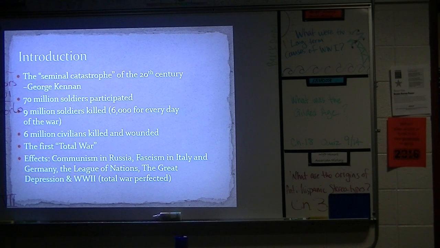And then, of course, World War II, total war perfected in the atomic bomb. Where all you'd have to do now, after World War II during the Cold War, is press a button and you can end the world. Pretty phenomenal leap from biplanes and dogfights to ending the entire world by the press of a button.